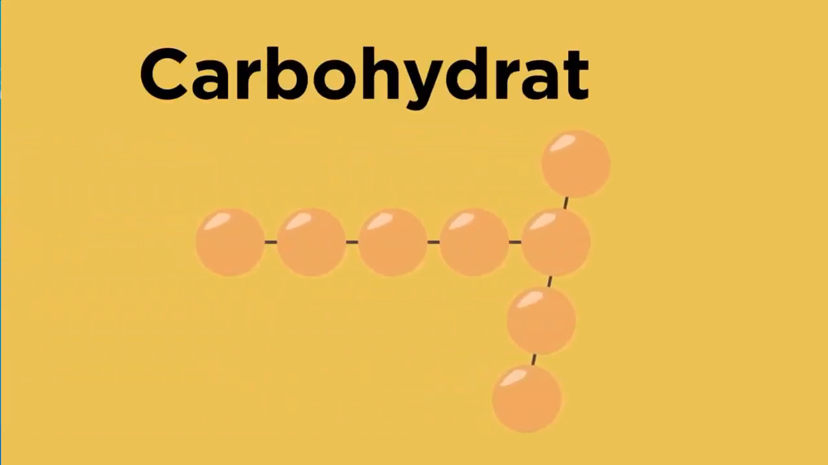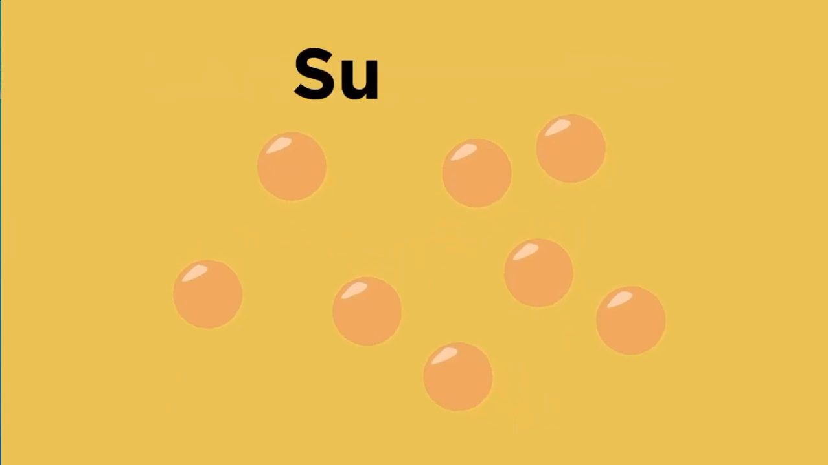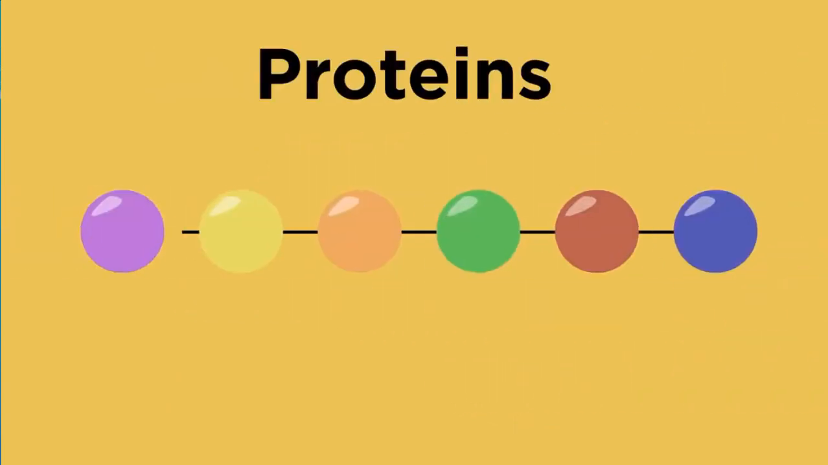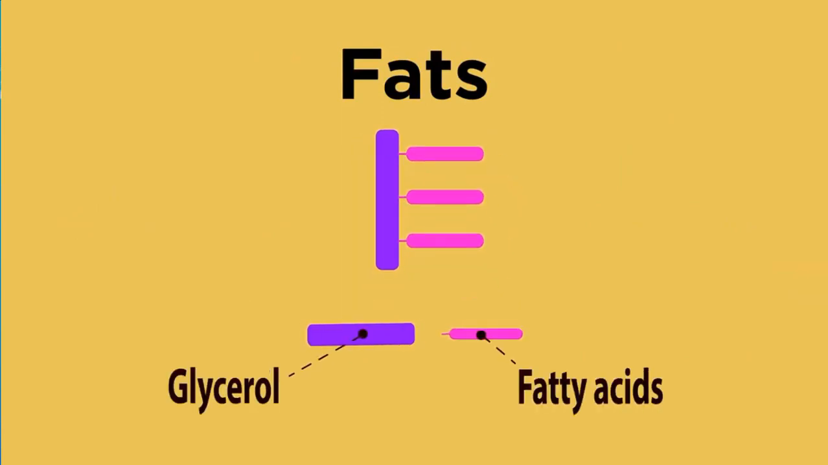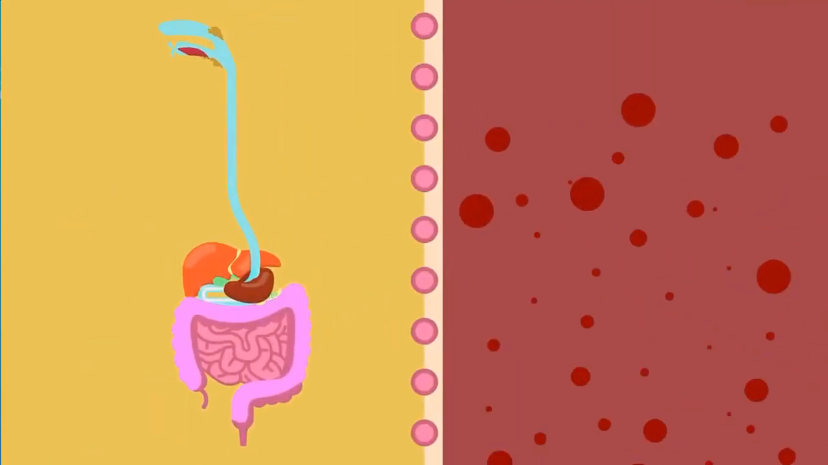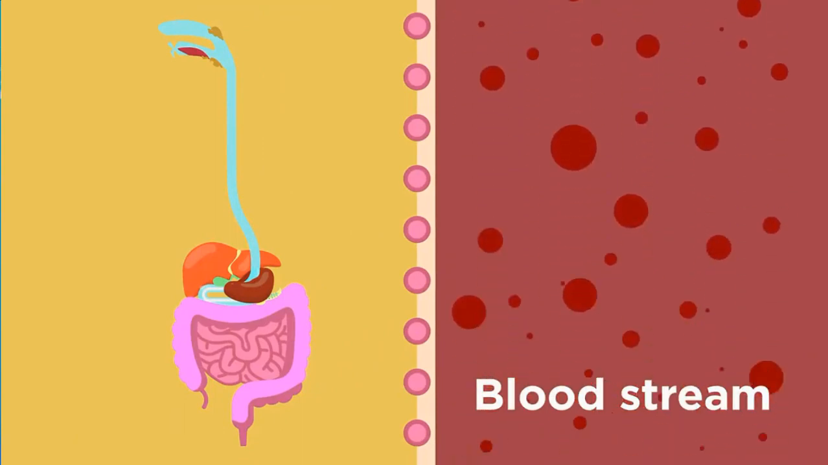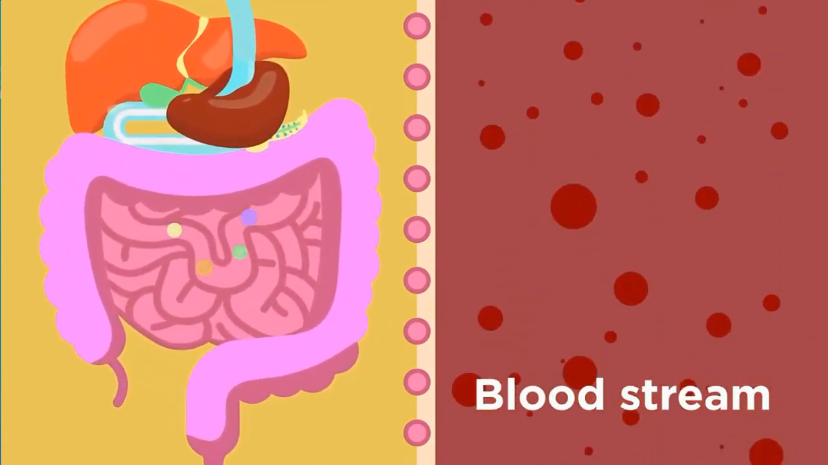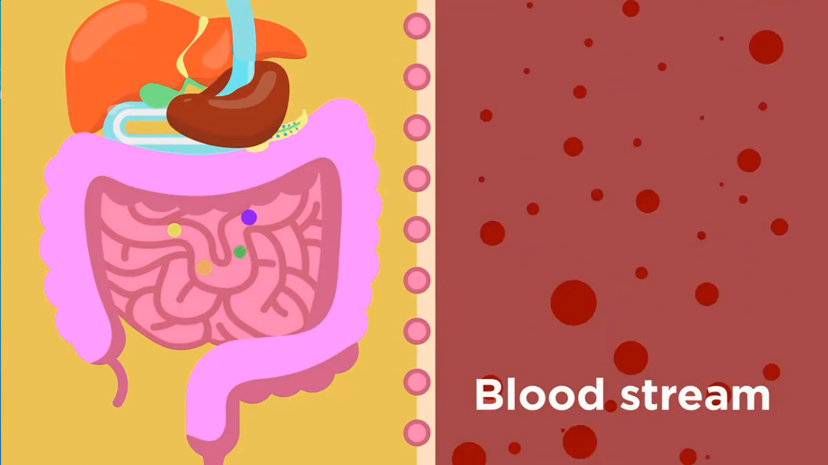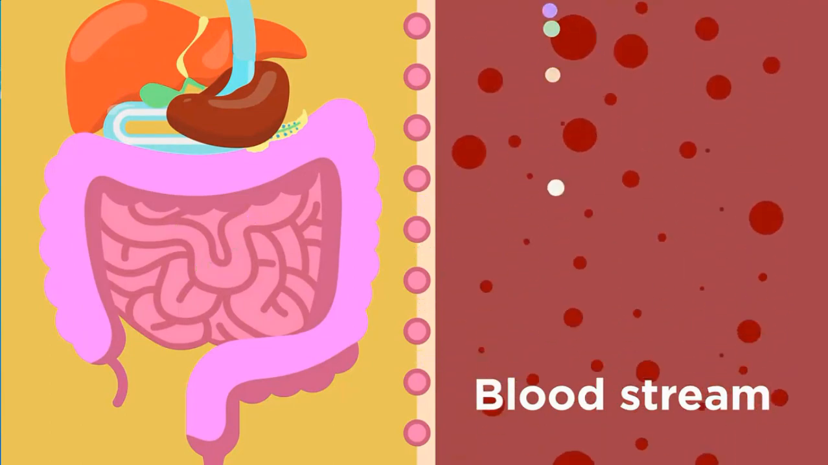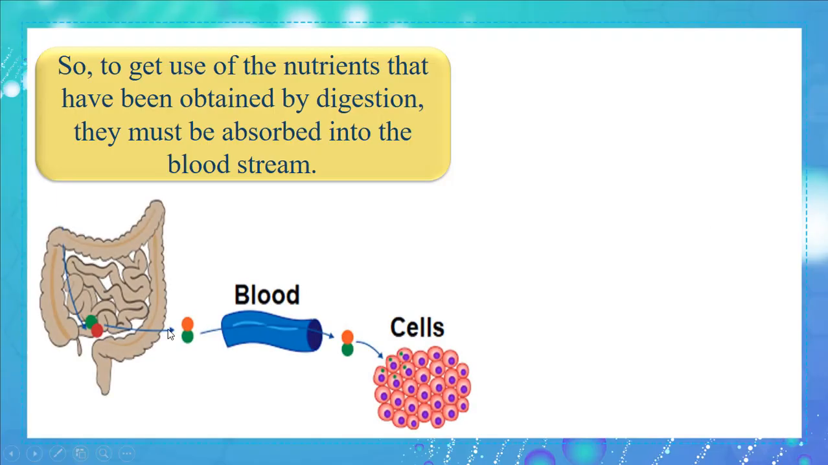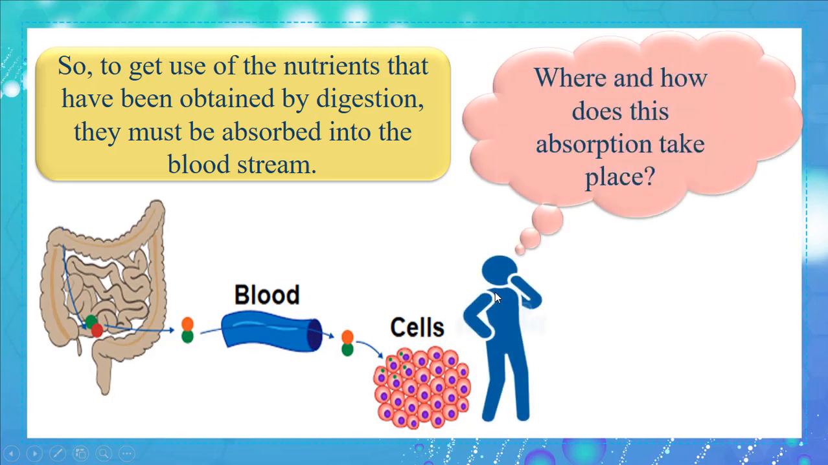As they move through the digestive system, carbohydrates are broken down into sugars, proteins are broken down into amino acids, and fats are broken down into fatty acids and glycerol. But the job of the digestive system doesn't stop at digestion. For our body to make use of these small, soluble molecules, we need to absorb them into our bloodstream. So, to make use of the nutrients that have been obtained by digestion, they must be absorbed into the bloodstream. Where and how does this absorption take place?